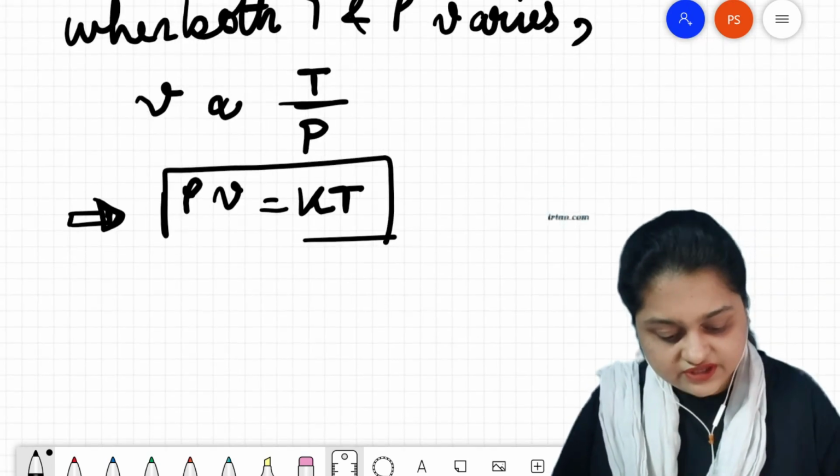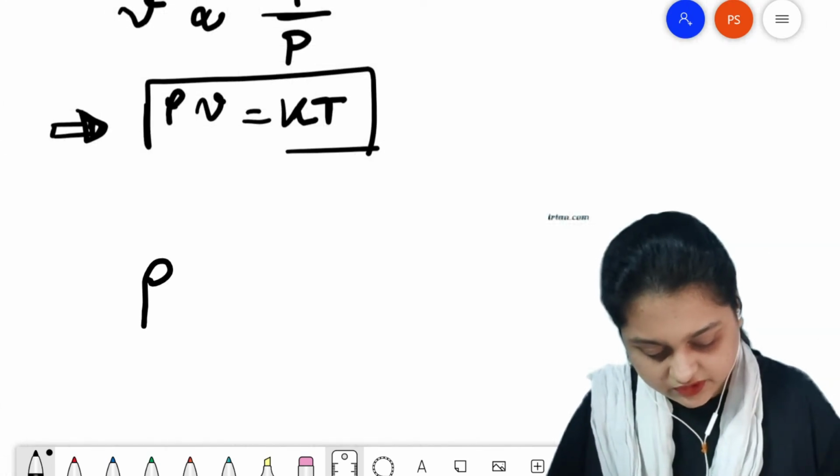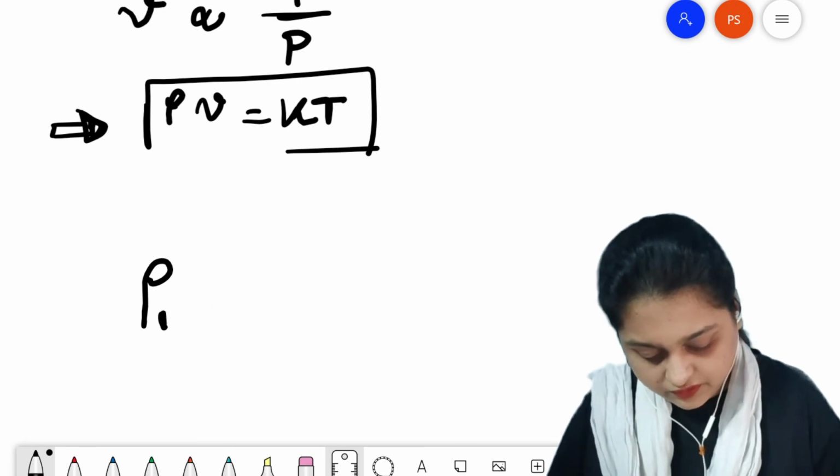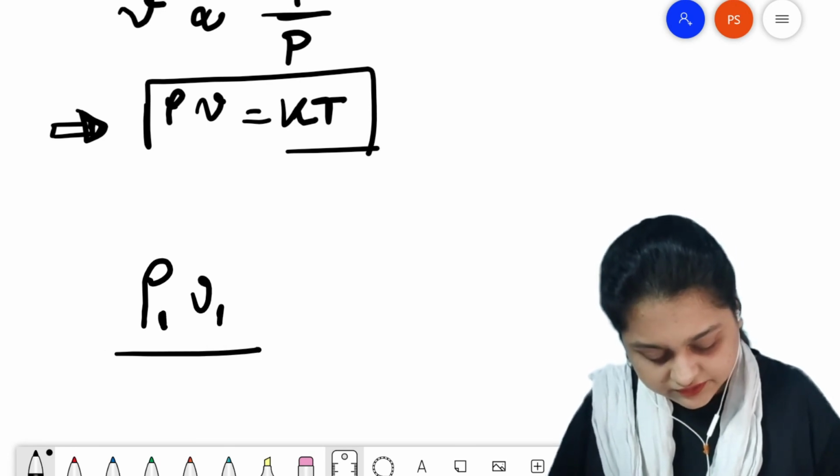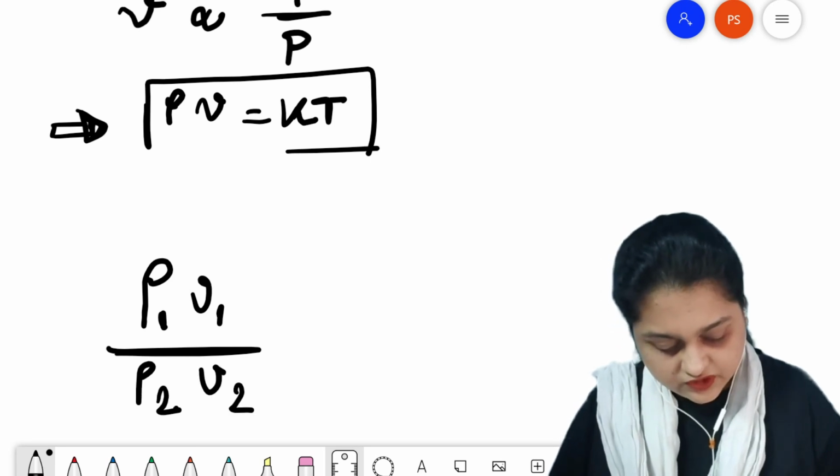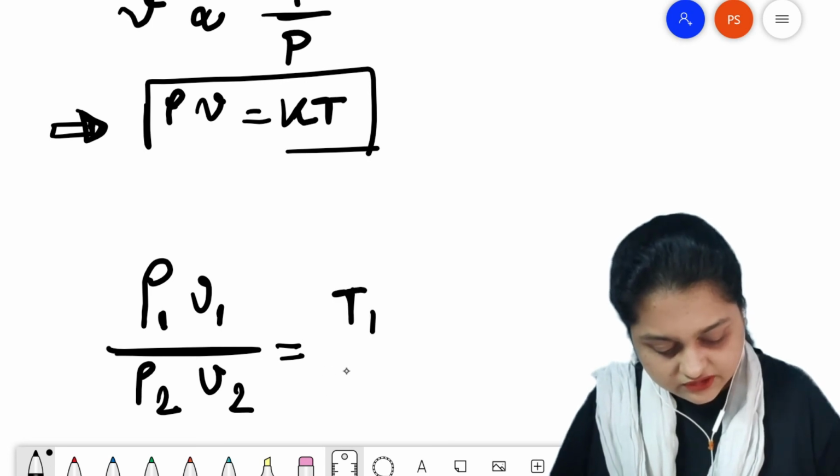You can write this combined gas law as this one: P1 V1 by T1 equals P2 V2 by T2.